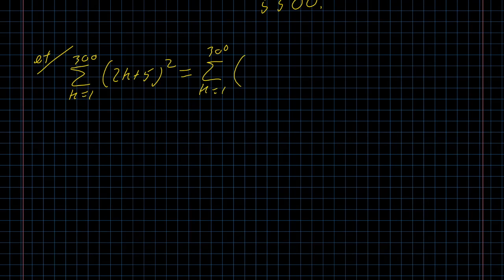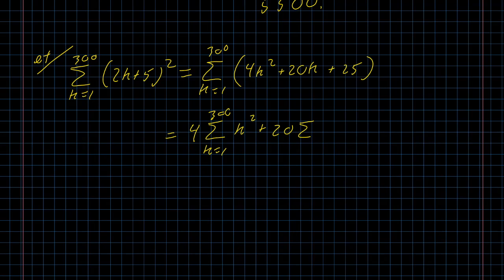Well, 2k times 2k is 4k squared. 2k times 5 is 10k. We'll have two of those. All told, that's 20k. And then 5 squared is 25. Now we can use linearity to get 4 times the sum on k squared, 20 times the sum on k, and 25 times the sum on 1.